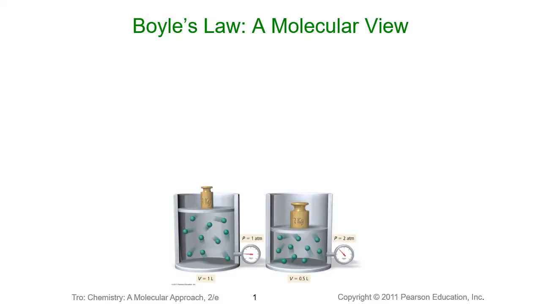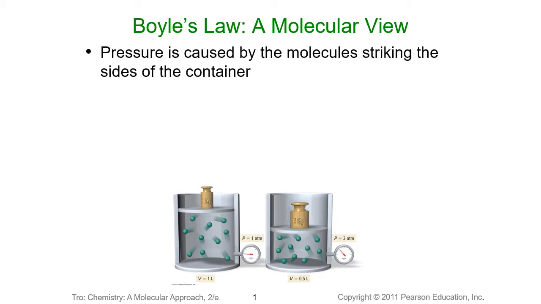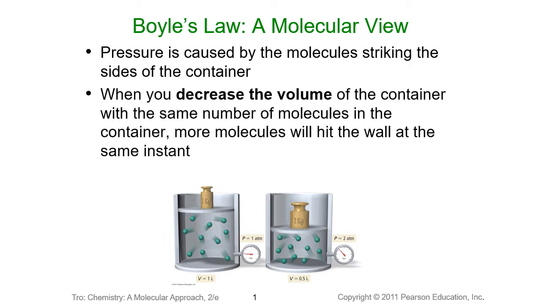We're now going to talk about several laws that when we combine them make one overarching ideal gas law. The first law that we're going to look at is Boyle's Law. And Boyle's Law relates the pressure to the volume. Remember that pressure is caused by molecules striking the sides of the container. So if we decrease the volume, there's going to be less distance for the molecules to travel before they hit the container. So by decreasing the volume, we increase the pressure.